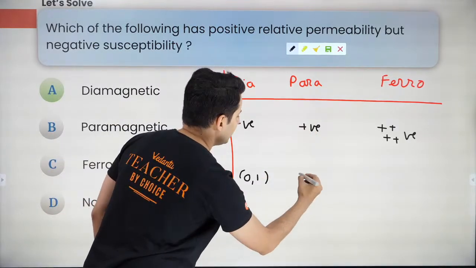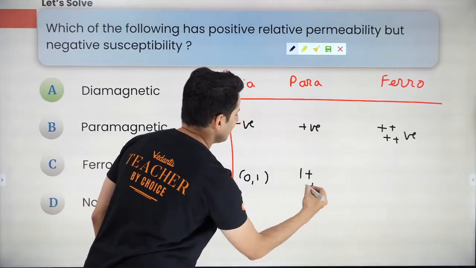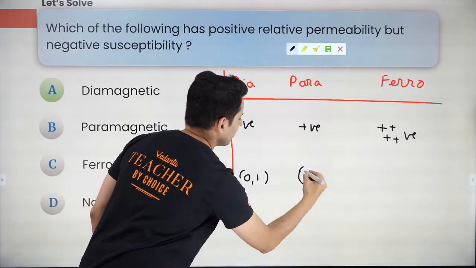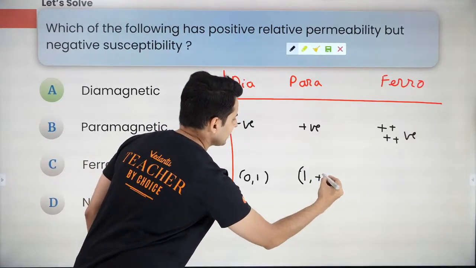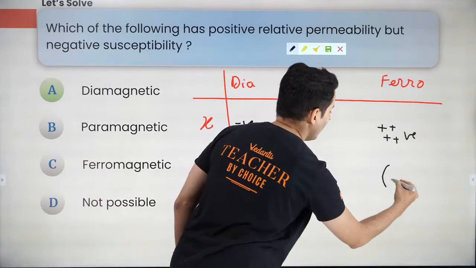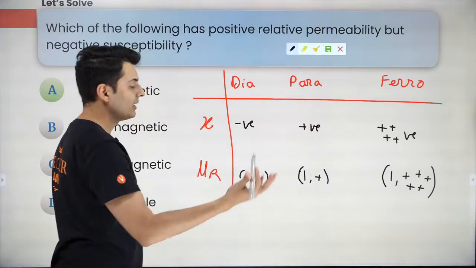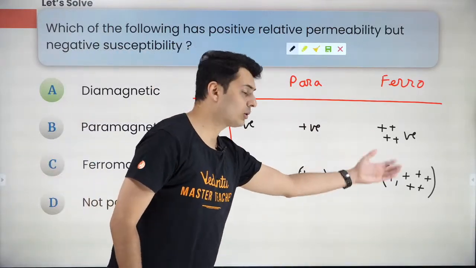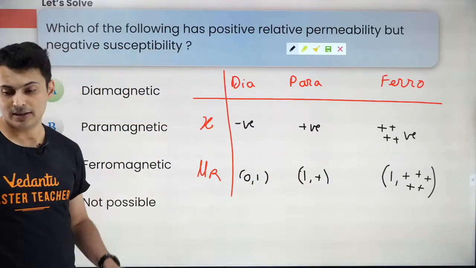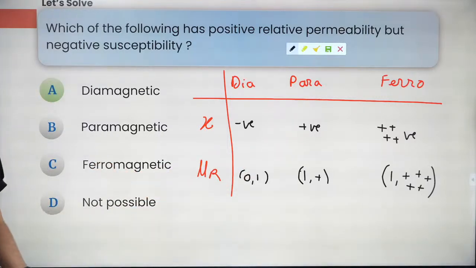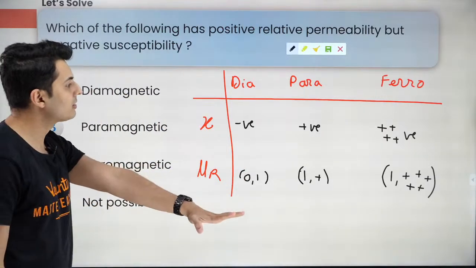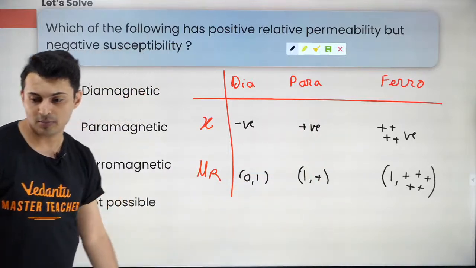For para, it is more than 1, something like 1 plus a little. But for ferro, obviously it is more than 1, but really large, like 100, 1000, 2000. So that's the difference. I hope this is clear. I hope now you will not forget this. Remember this chart. Very important.